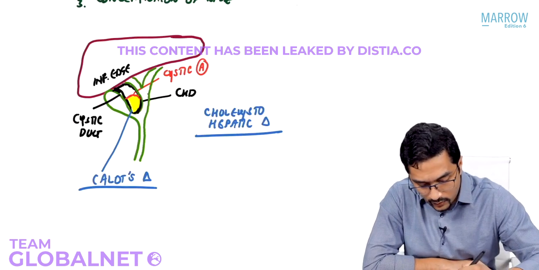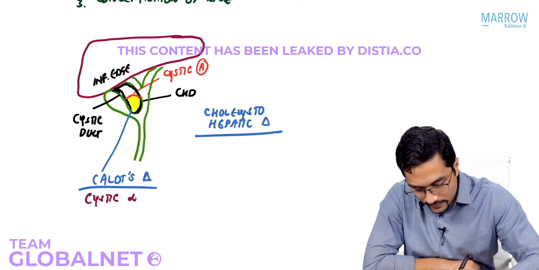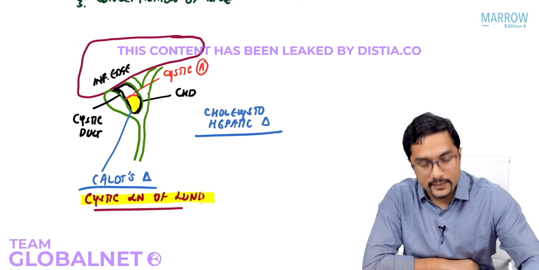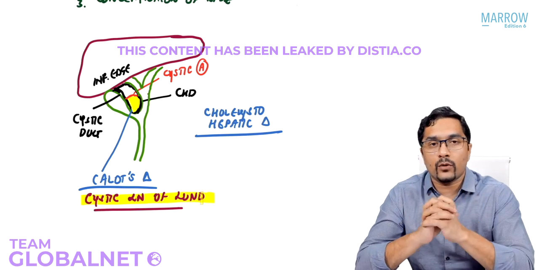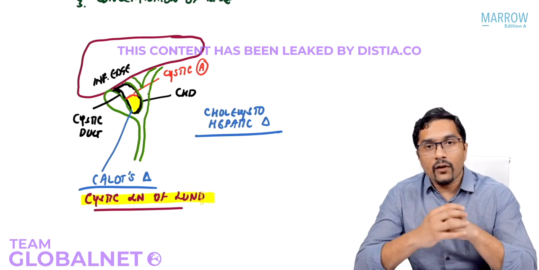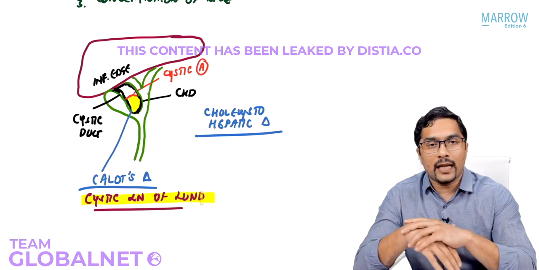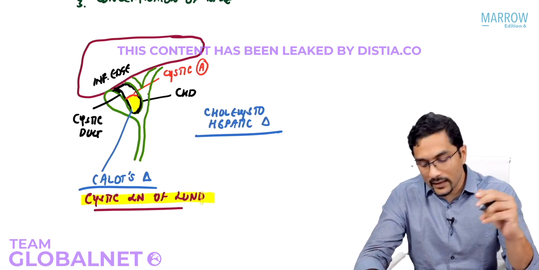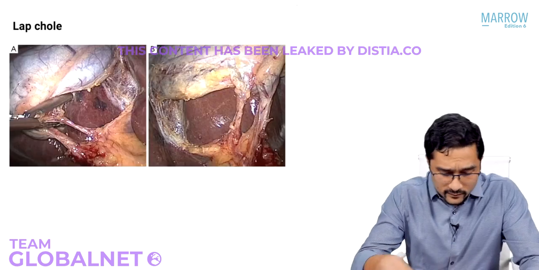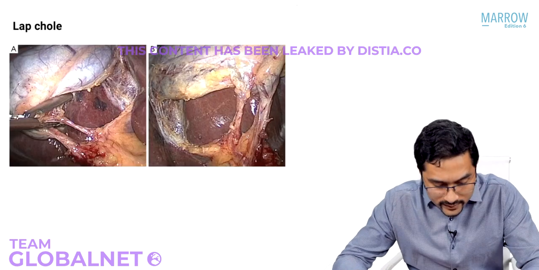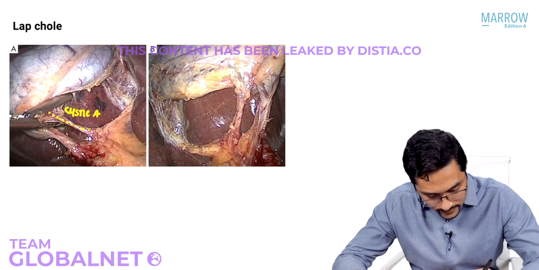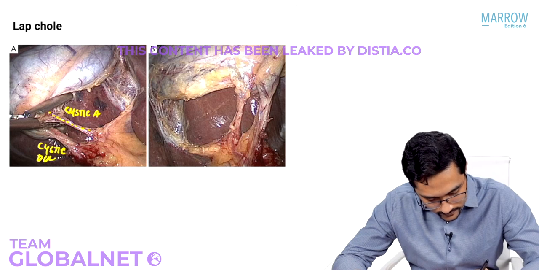Calot's triangle also harbors the cystic lymph node of Lund, which is the first lymph node to be enlarged in gallbladder cancer. The reason for highlighting these two triangles is that when we are doing a laparoscopic cholecystectomy, we need to delineate the anatomy so that we can clip the cystic duct and the cystic artery properly. Let me just show you an image. This is an image of a lap chole, and you can see that we have delineated the cystic artery, this yellow one, and this is the cystic duct.